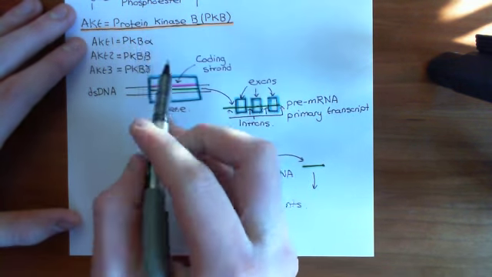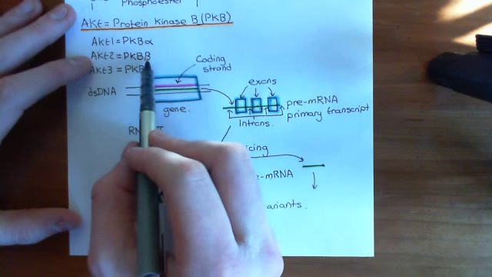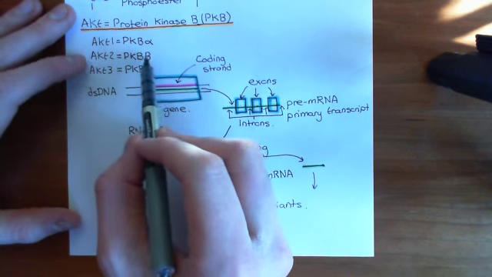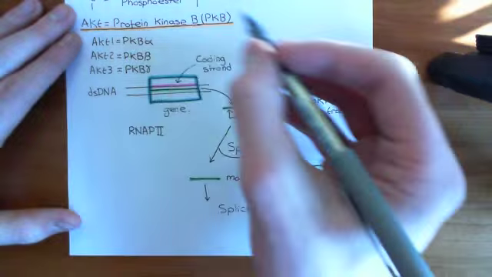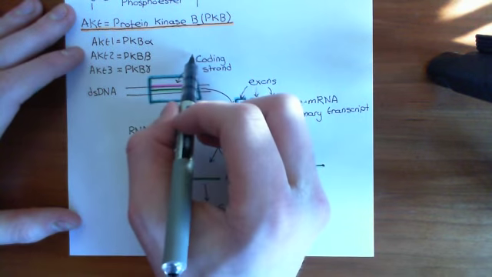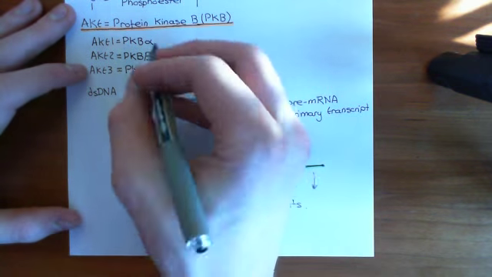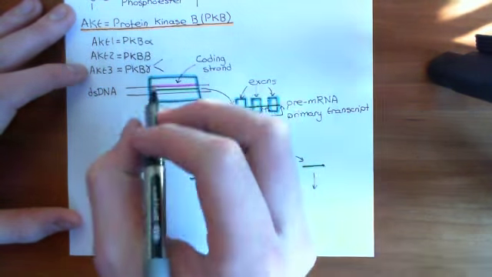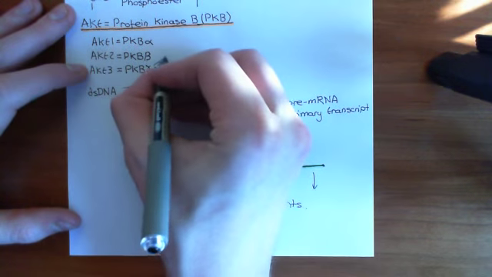Okay, so most of these protein kinase B genes only have one known splice variant. Okay, so protein kinase B alpha and protein kinase B beta, those only have one known splice variant, and that protein will be called the protein kinase B alpha or the protein kinase B beta. But in the case of the protein kinase B gamma, there are 2 known splice variants.